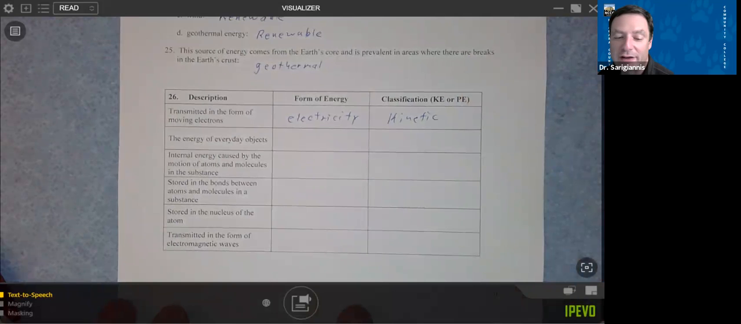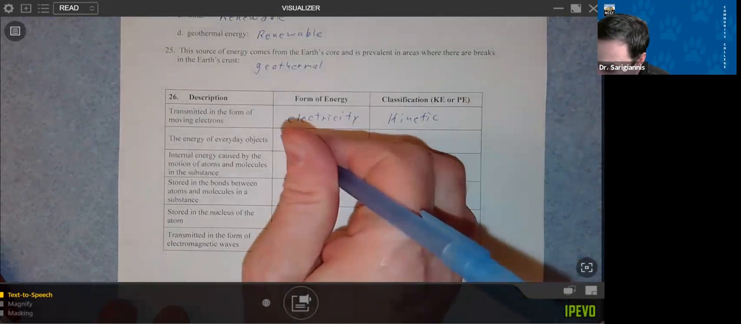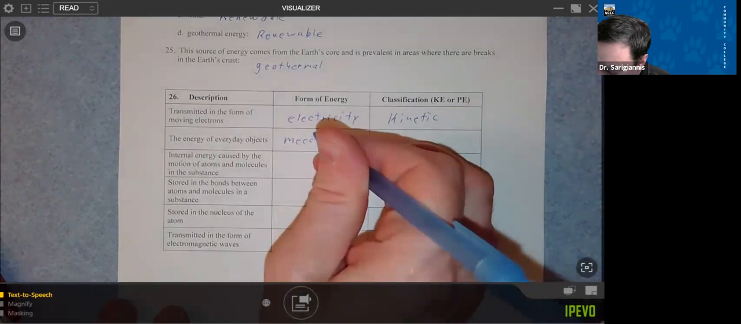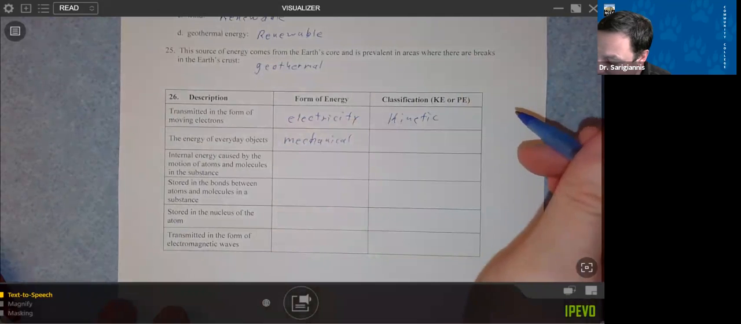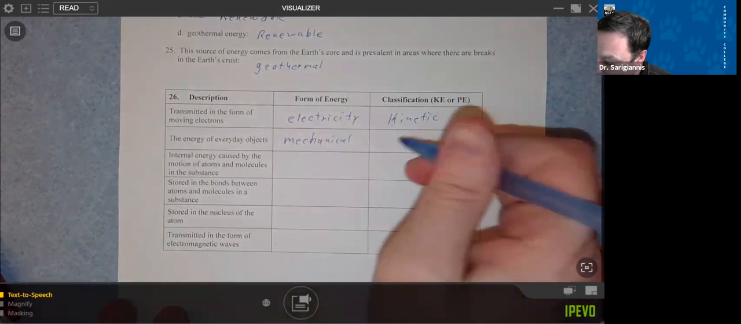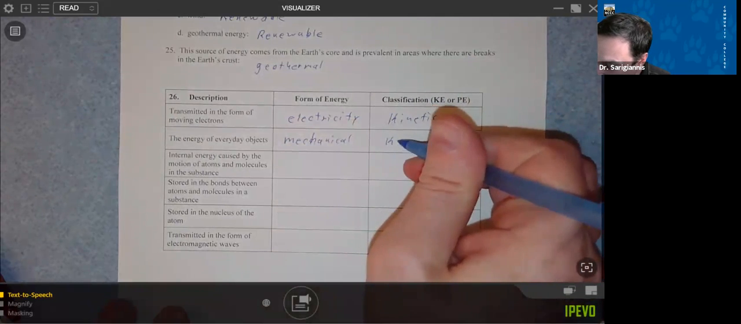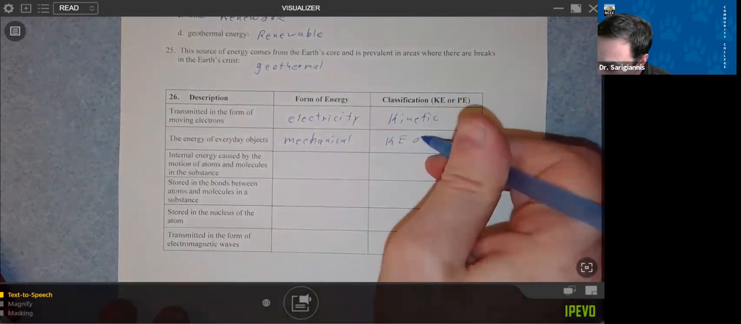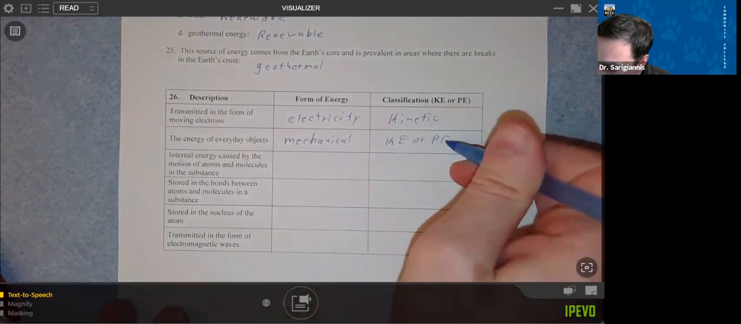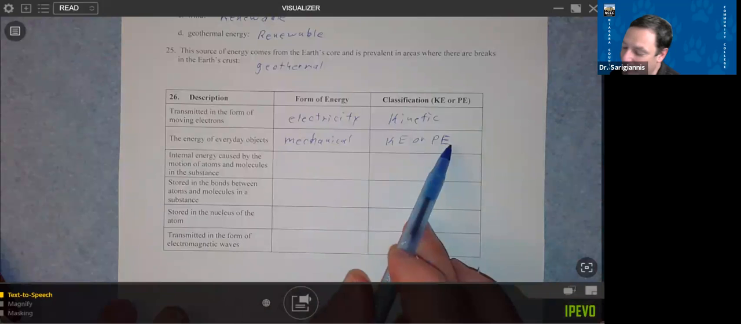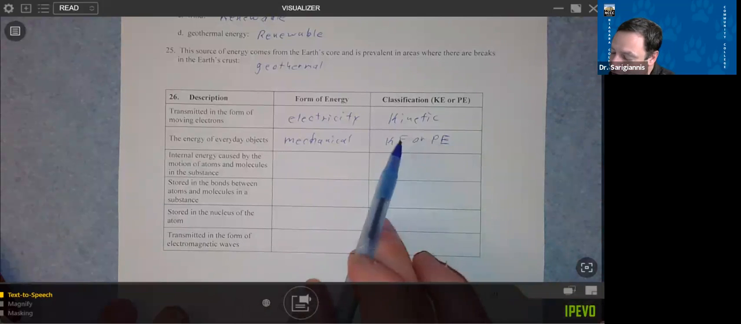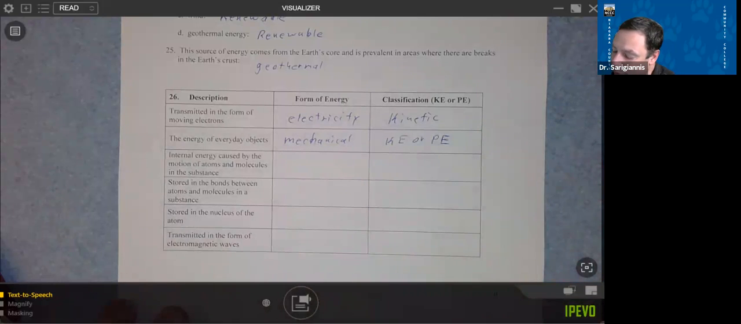Next one, energy of everyday objects. This is mechanical. And the thing about this is it could be either kinetic or potential energy. Right? So think about just like a roller coaster. It can have potential energy. You take it up to the top of the hill. It can also have kinetic energy once it's released and moving.